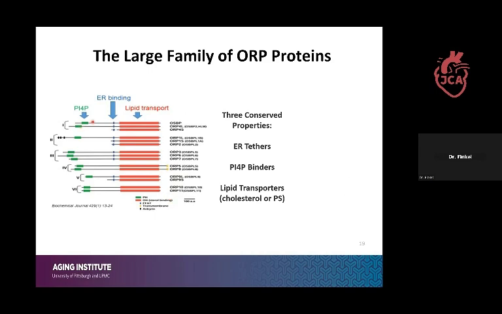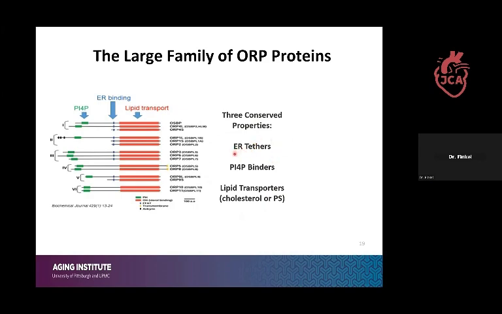But to simplify these proteins, they have three common elements that are part of all of them. The first is a PI4P binding motif, as shown here in green. The second thing common to all of them is a motif that allows them to bind to the endoplasmic reticulum. And a third domain, shown here in red, is a lipid transfer domain. This transfer domain really comes in two flavors, either transporting cholesterol or transporting the lipid phosphatidylserine.